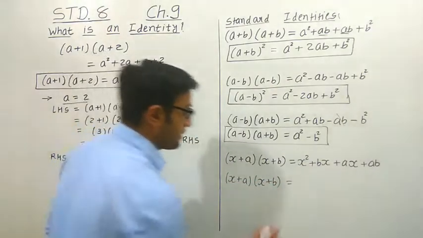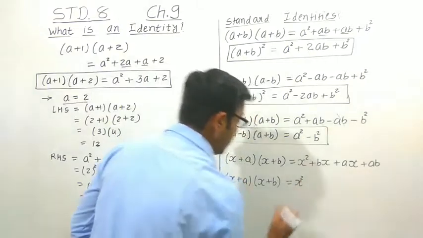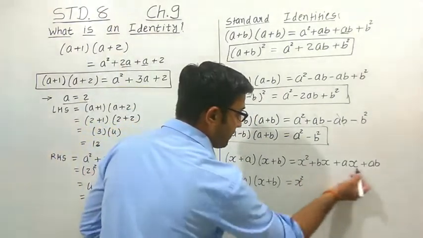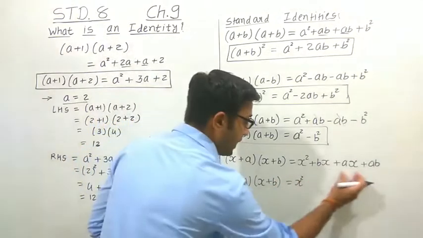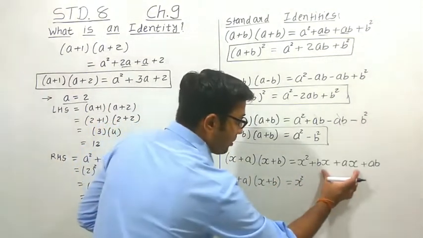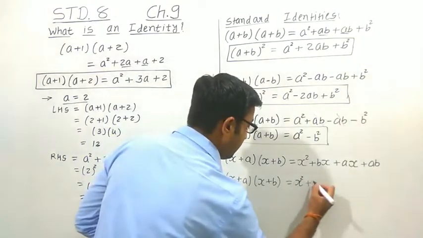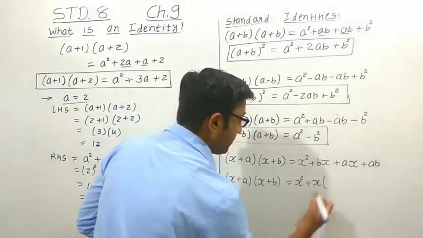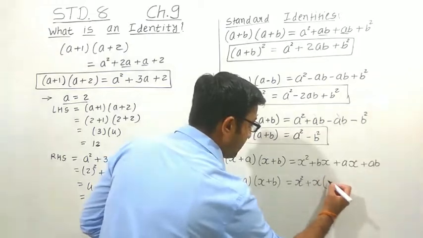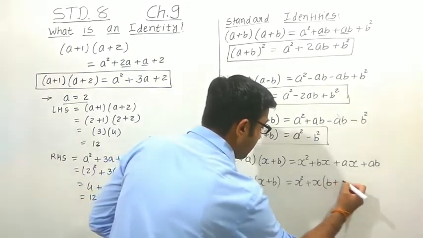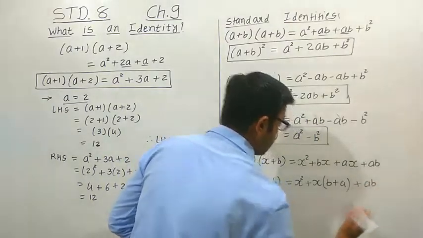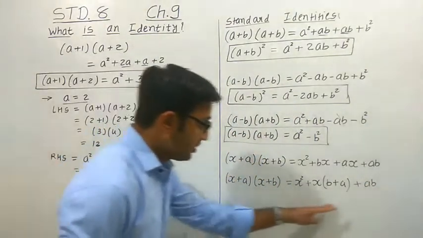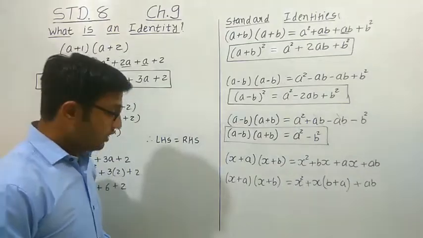What will happen to the right hand side? Here there is x square. Now we can simplify both these terms. Actually we cannot add or subtract them, but we can take x as common because both the terms have x. So we can write x outside the bracket. If we take x as common, here we can write b plus a, and plus ab will remain as it is. So this is one more identity, right?